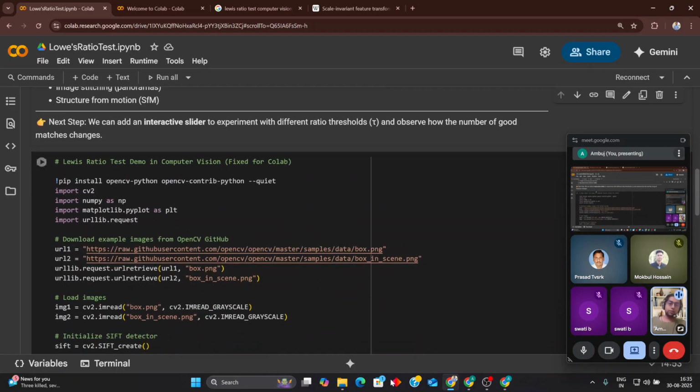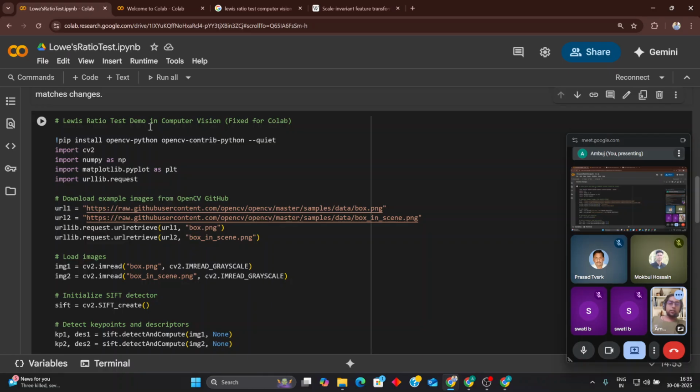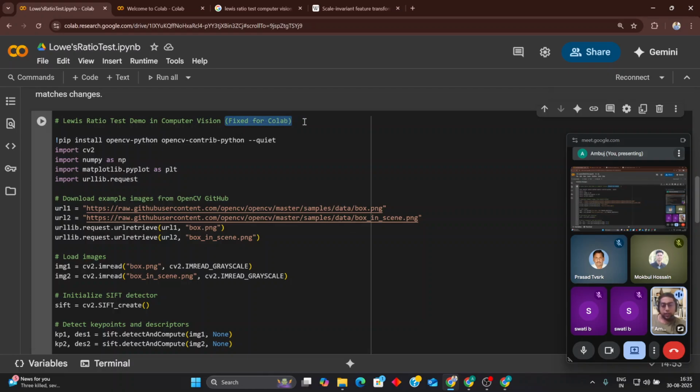Okay, this particular step or task you can perform within this particular notebook also, in order to facilitate how your key points or your feature estimation is changing with respect to your tau. So here, if you try to see in this particular notebook, I am performing the Lowe's ratio test. This I am performing in your Google Colab notebook.